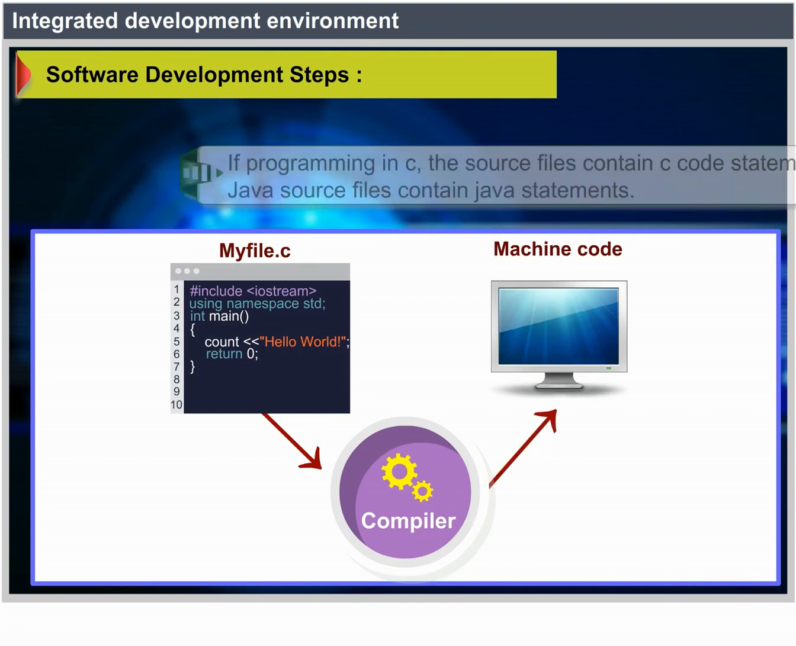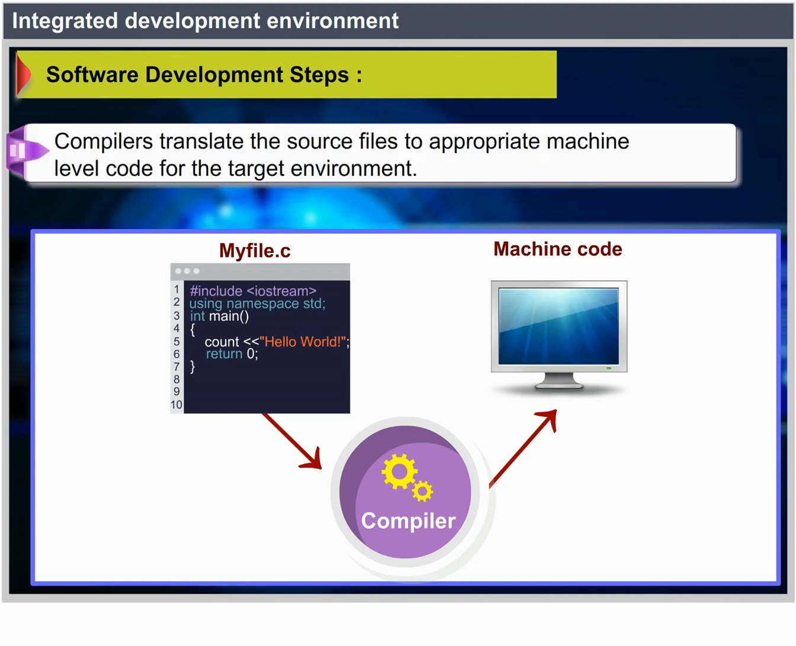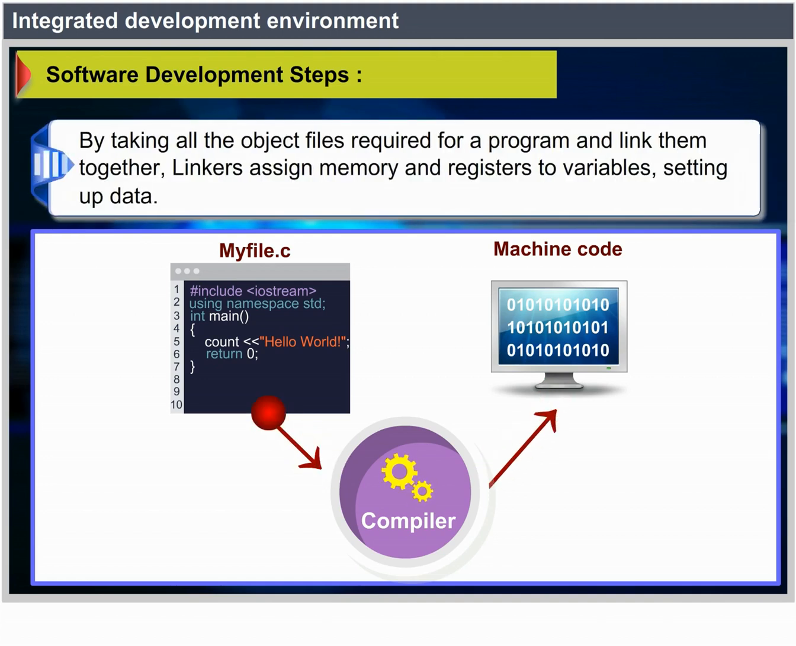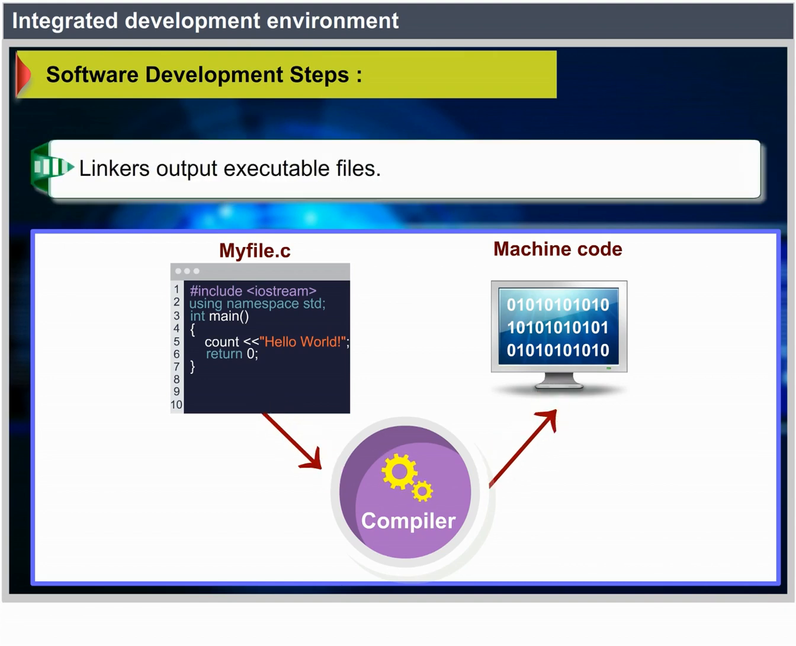Usually, source file names have extensions indicating the code they contain. A C source file may be named myfile.c. Compilers translate the source files to appropriate machine-level code for the target environment. Linkers take all the object files required for a program and link them together, assigning memory and registers to variables, setting up data. They also link in library files to support operating system tasks and any other files the program needs. Linkers output executable files.